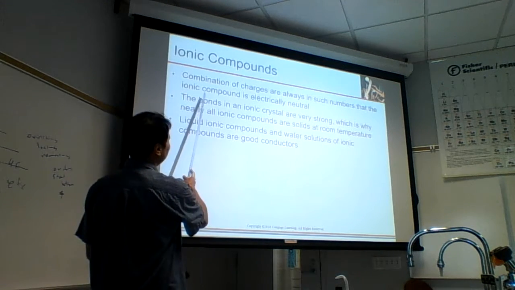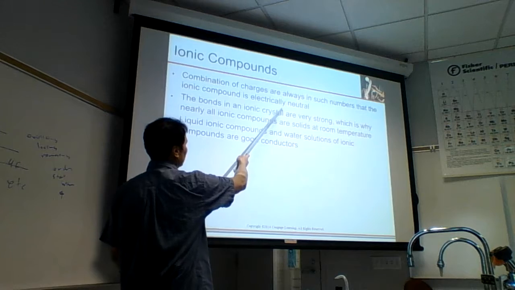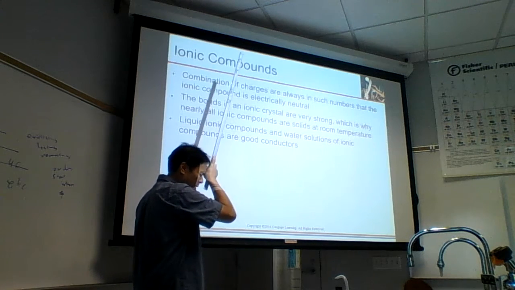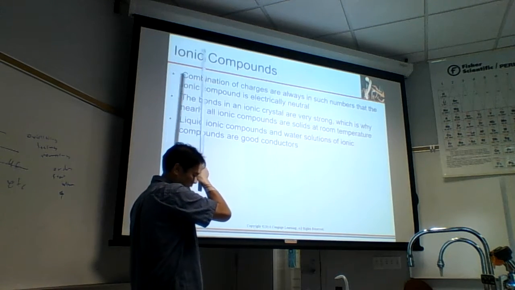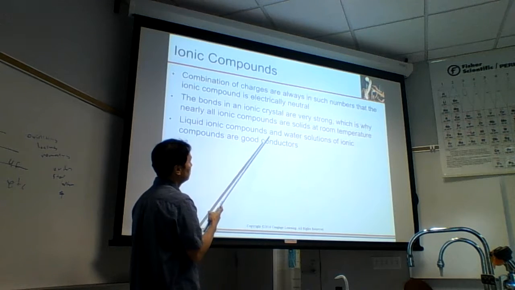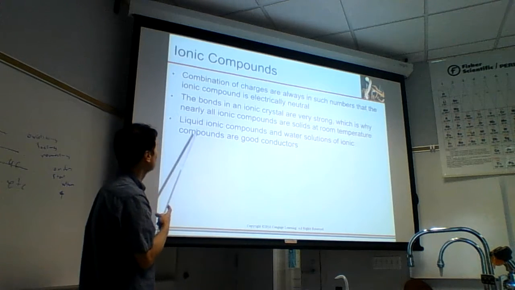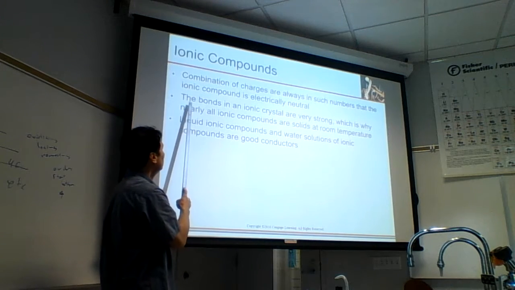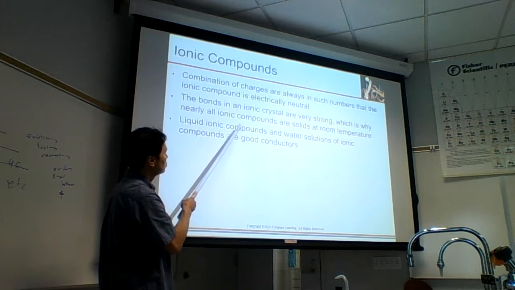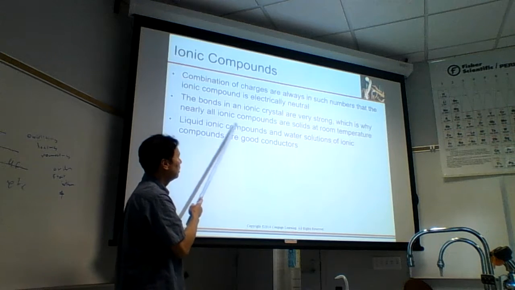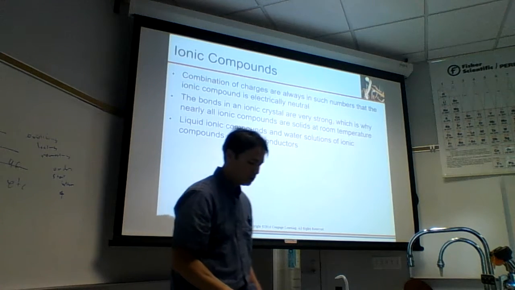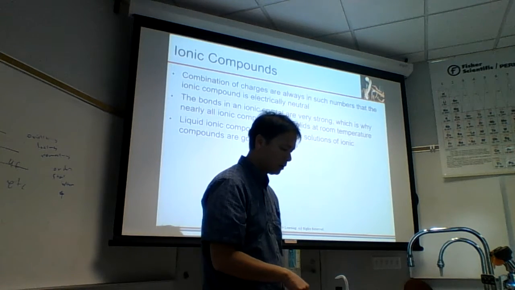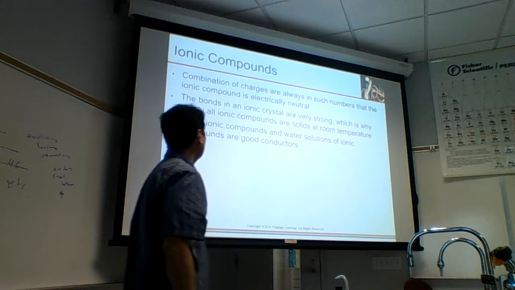Ionic compounds are always neutral. We have to have the same positive net charge as the net negative charge. They've got to be electrically neutral. Otherwise, we call them an ion. We don't call it a compound. The bonds in an ionic crystal are very strong, which is why most of them are solids. Strong bonds means it's hard to break, hard to melt, that kind of thing.